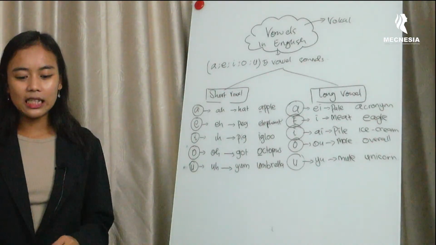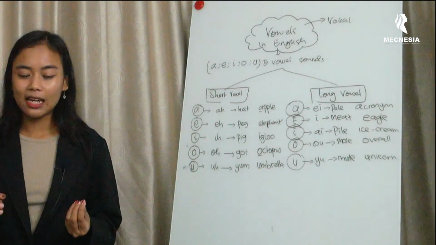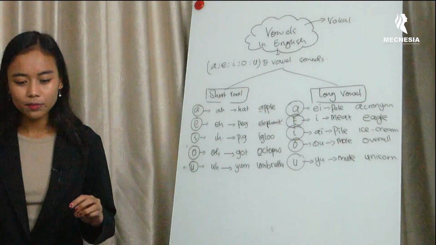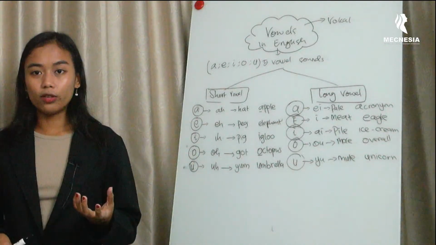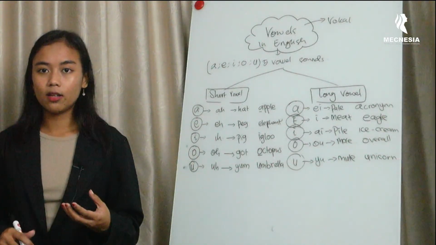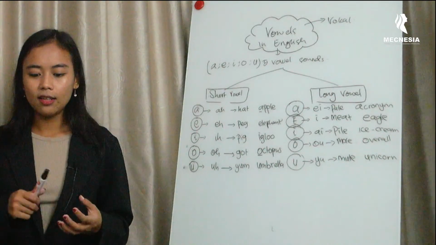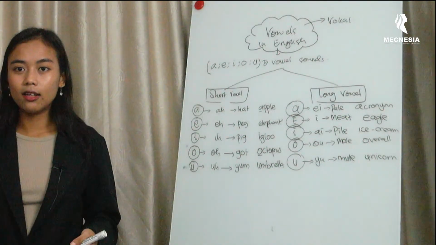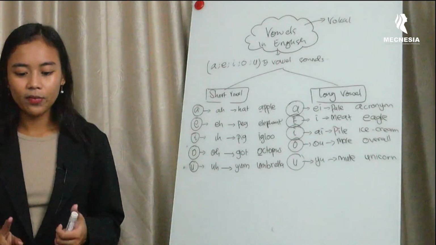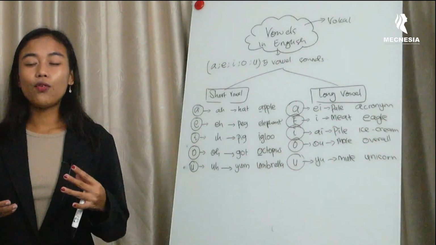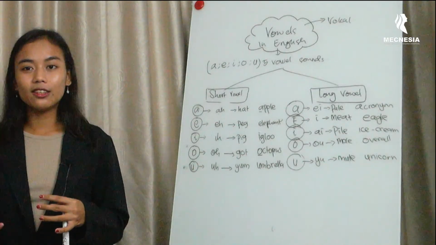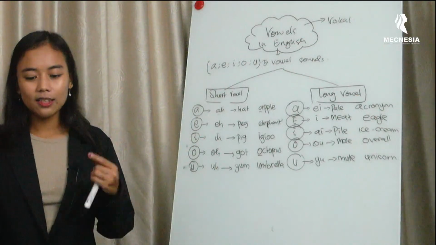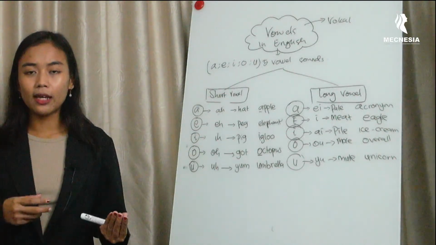The next one is when the O is followed by LD. Ketika huruf O-nya diikuti oleh huruf LD. For example, cold, cold. Next, in the word bold, bold. And then the next one is folder, folder. Let's say it, folder.